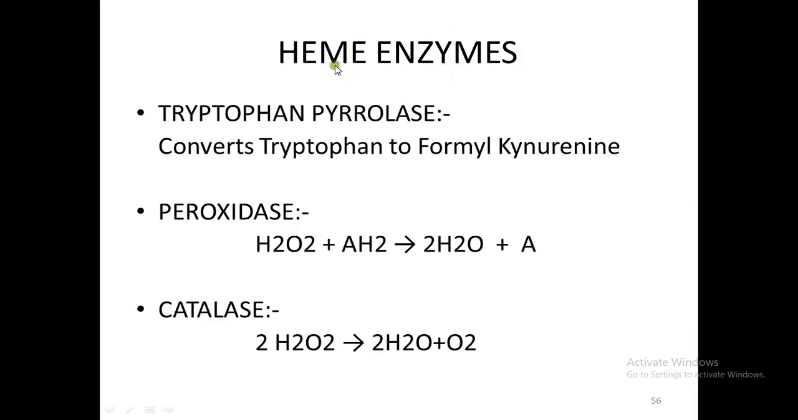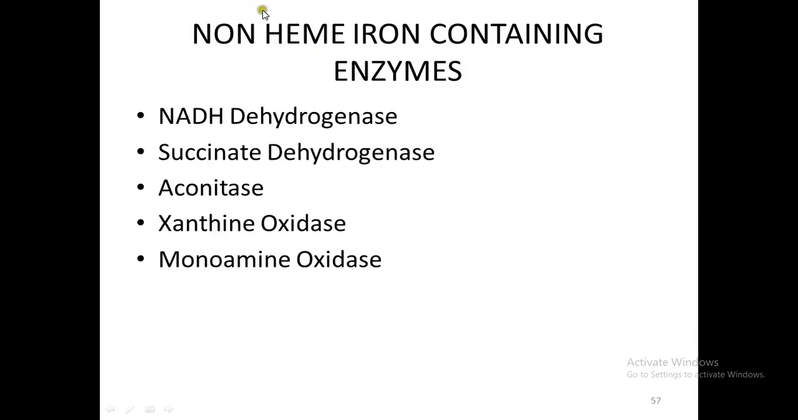Then besides the cytochromes, we also have heme enzymes like tryptophan pyrrolase, which converts tryptophan to formylkynurenine, peroxidase, which changes hydrogen peroxide to water, and catalase, which changes two molecules of hydrogen peroxide to water and oxygen. All these are heme-containing enzymes, and in the center of the heme molecule is iron in the ferrous form. Then we also have non-heme iron-containing enzymes where iron is present but not inside heme: NADH dehydrogenase, succinate dehydrogenase, aconitase, xanthine oxidase, monoamine oxidase. All these are enzymes which contain iron as a cofactor, but they do not contain heme.